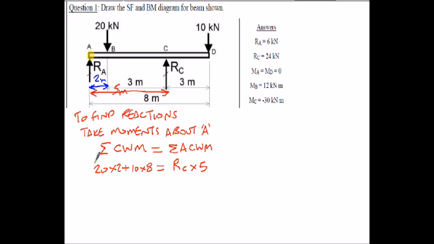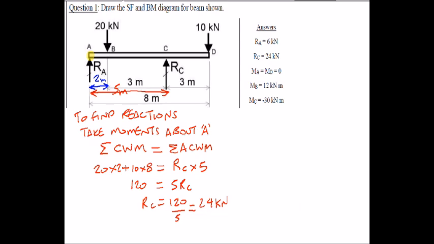So that would be 40 plus 80, so 120 on the left hand side is equal to 5 RC. So RC is equal to 120 divided by 5, and that's 24, and that'll be kilonewtons. Okay, so that's the reaction RC calculated.